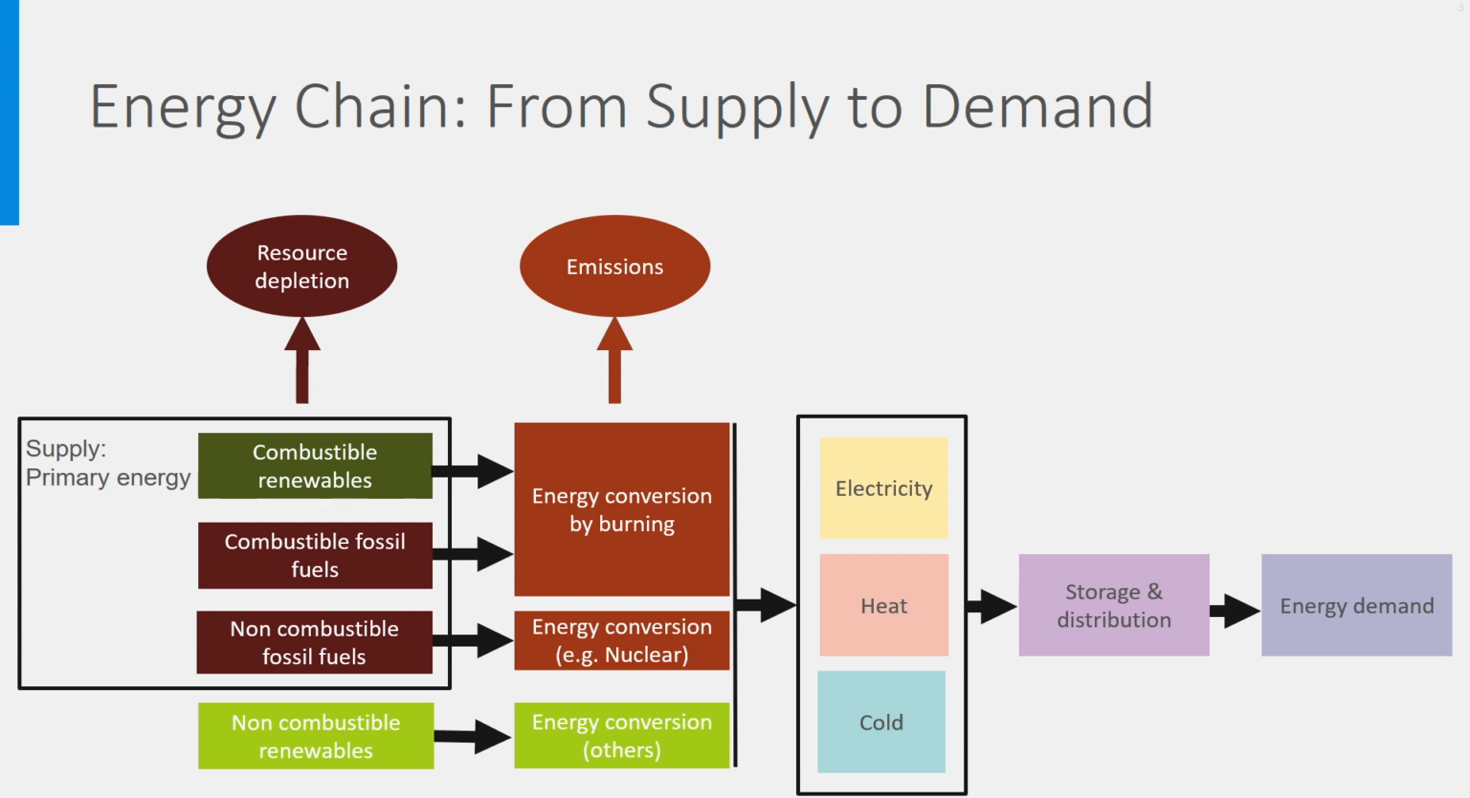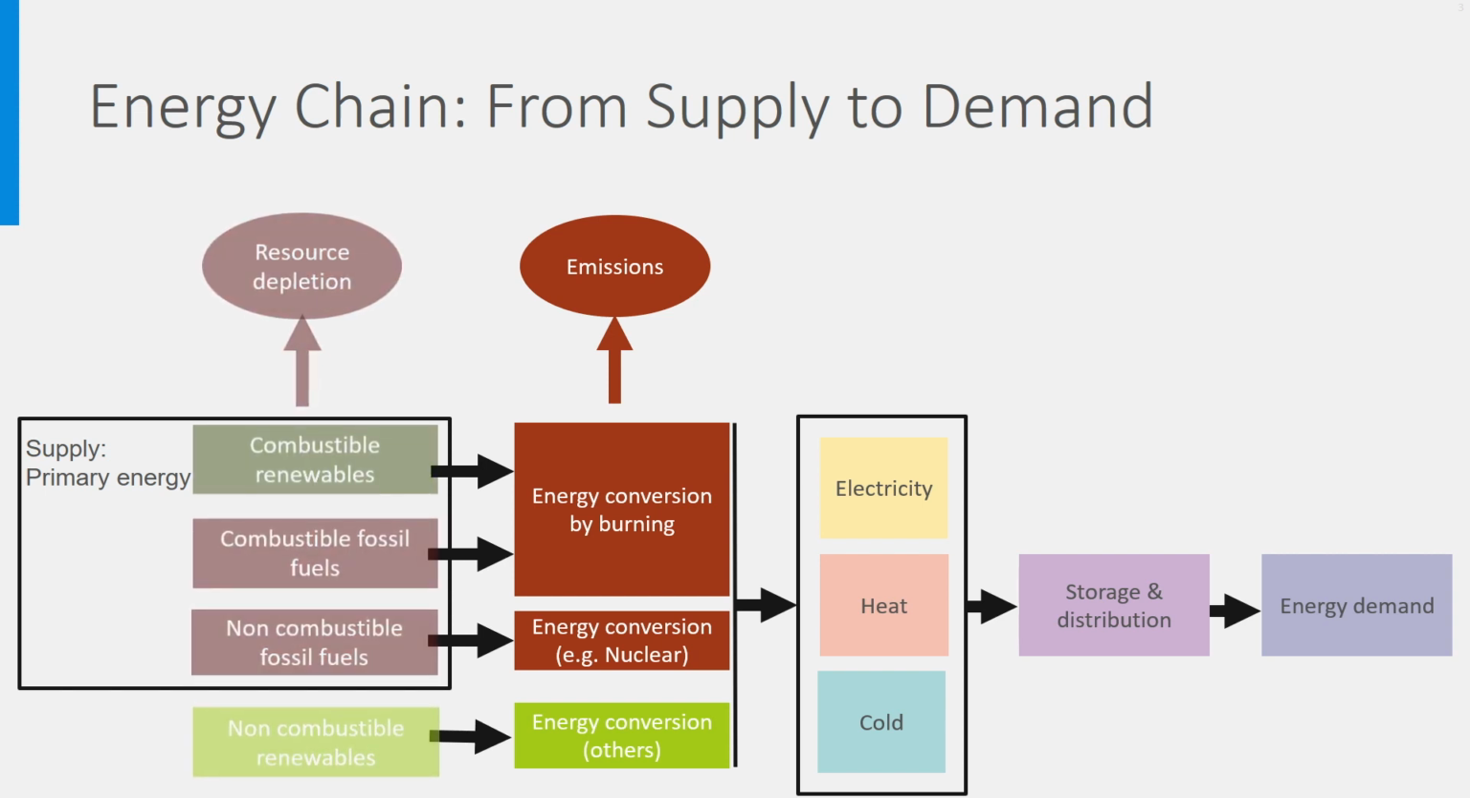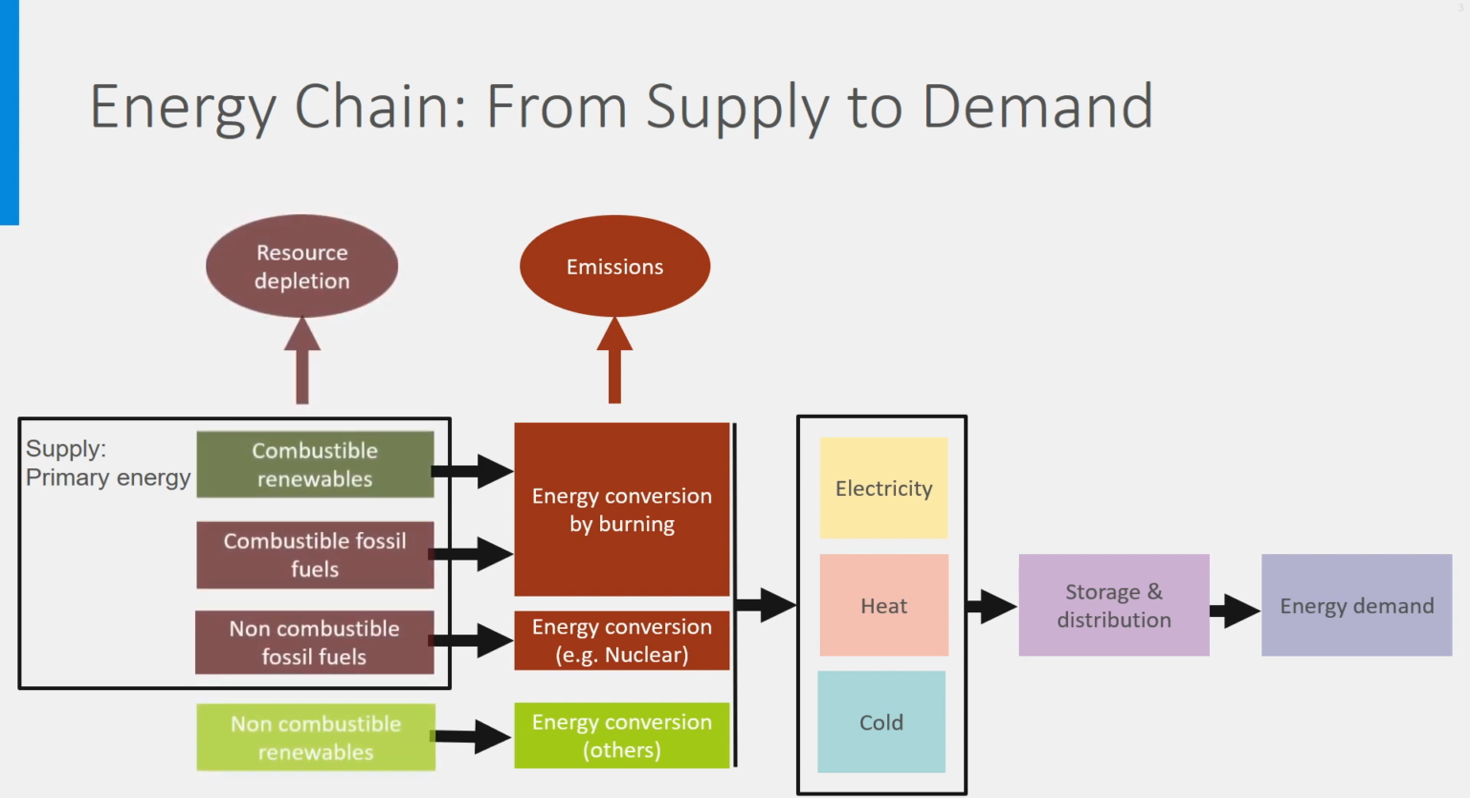The energy chain consists of four main components, pictured here from left to right. The first one is the supply side, consisting of all natural resources needed to produce energy, the so-called primary resources. They are divided into four categories. First, in dark red, the fossil fuels that can be burned like coal or gas and the non-combustible ones like uranium used in a nuclear plant.